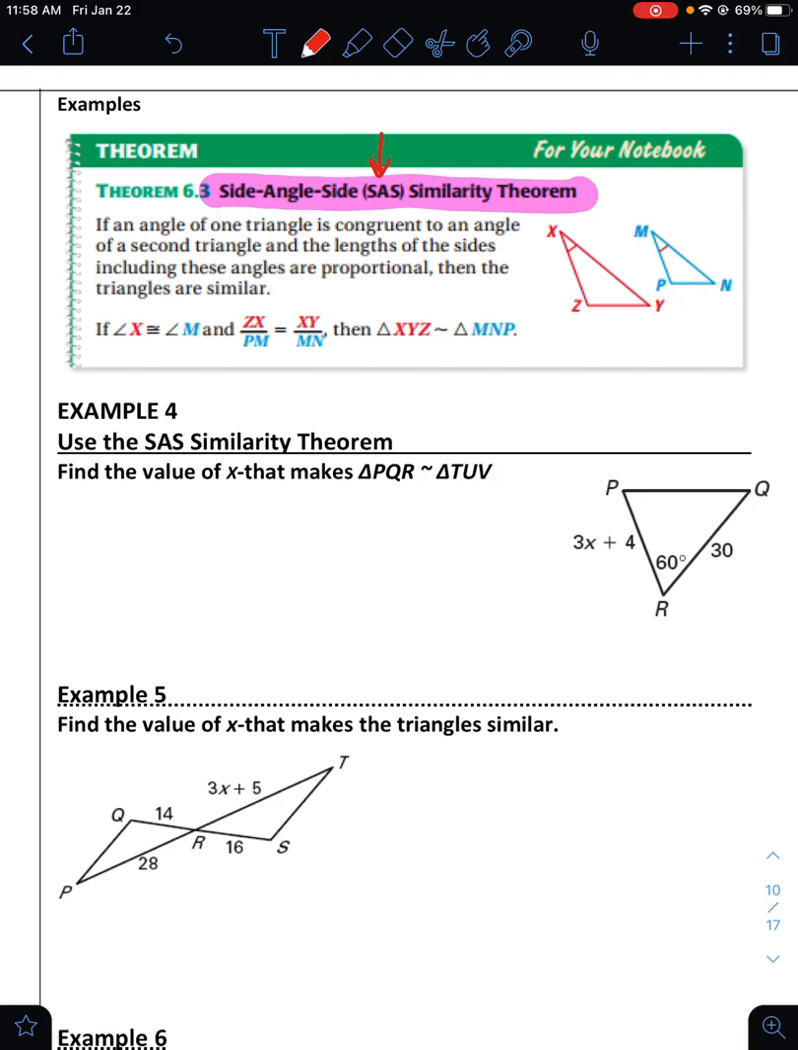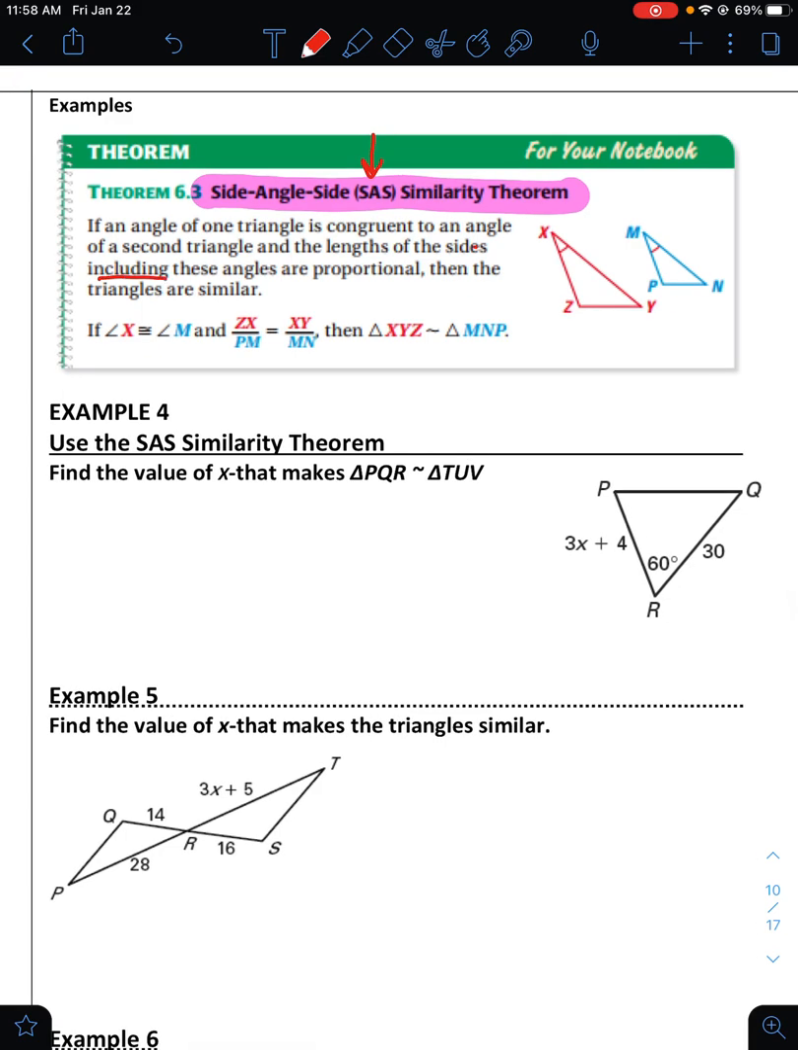Okay, so we have that language in the theorem that we had last semester. It says if one angle of one triangle is congruent to an angle of a second, and the lengths of the sides, including these angles, are proportional, then the triangles are similar.